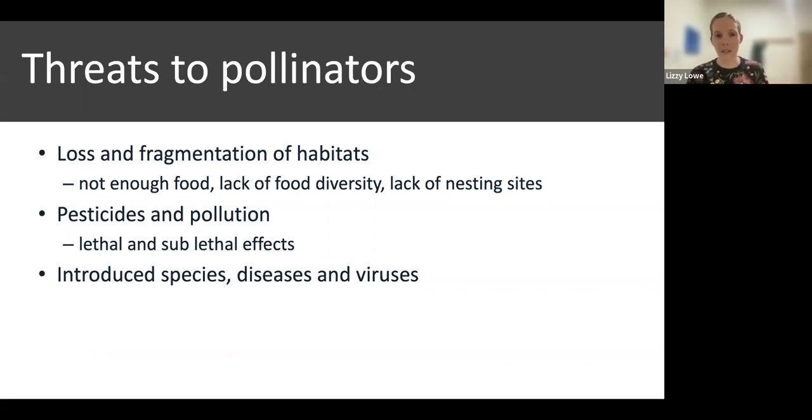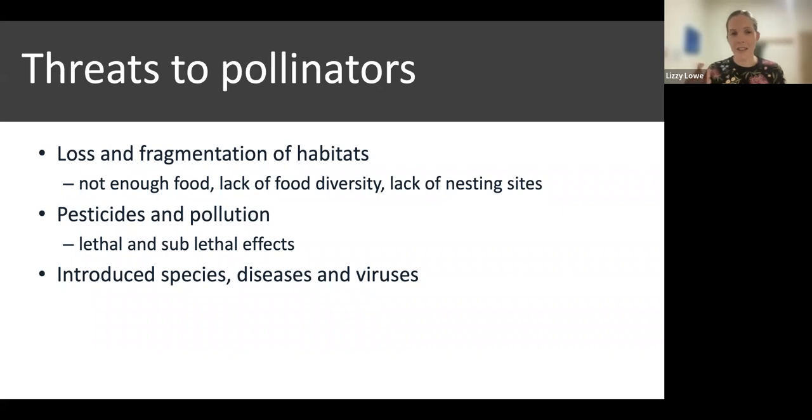And there has been quite a lot of research, especially in the US with particular pesticides, that shows that things like neonicotinoids can actually have this sublethal effect where they affect the memory of the bee. So when they fly out, they're not actually able to find their way back home again. And that's basically as good as being dead for a honeybee.